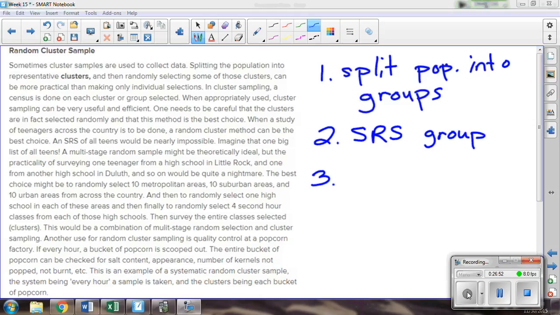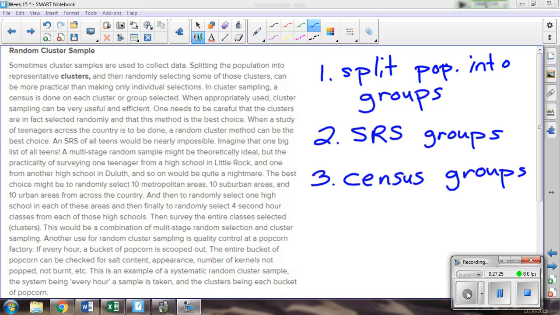But here is one of the 2 big differences. In a stratified random sample, in the very end, you do a simple random sample on the group. Here, you don't use a sample of the group, you will do a census for the groups that got picked. So here's how it's different.